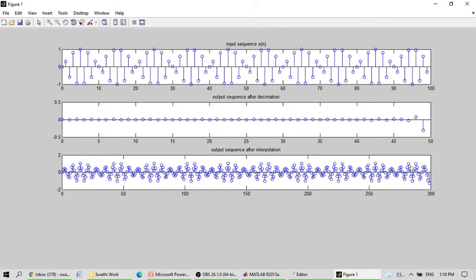So 100 by 2 means how many samples? I am going to get 50. It means the number of samples from x of n has been reduced by a factor of 2. And this is after interpolation. Interpolation means increasing the sampling rate. Previously I had 100 samples, now I want to increase to 300 samples by a factor of 3. See here, this is the interpolation. It means the number of samples has been increased by a factor of 3. Like that you can increase the sampling rate by interpolation, and you can reduce the sampling rate by the function decimation.